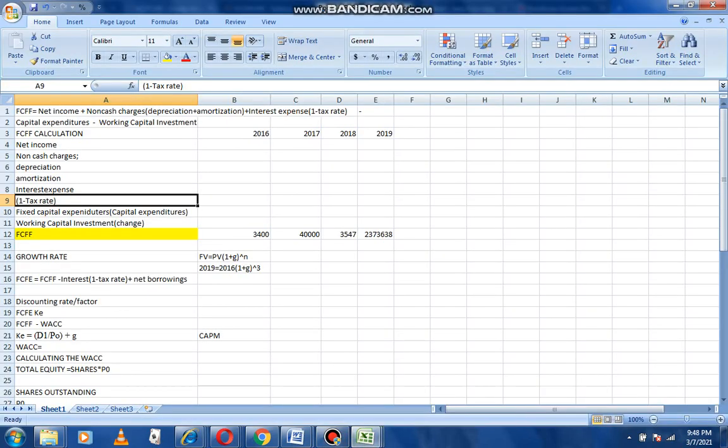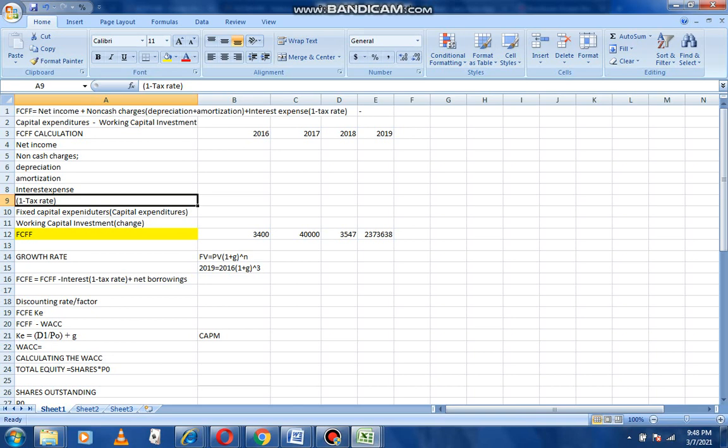When you do all those calculations, you will get the value of FCFF. These are just random figures. Let's say in 2016 you get 400, 2017 40,000, 2018 35, 2019 37. So you will have gotten the FCFF values all the way from 2016 to 2019.